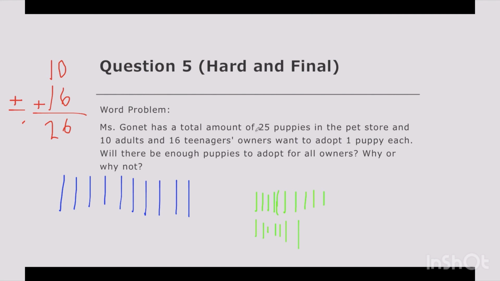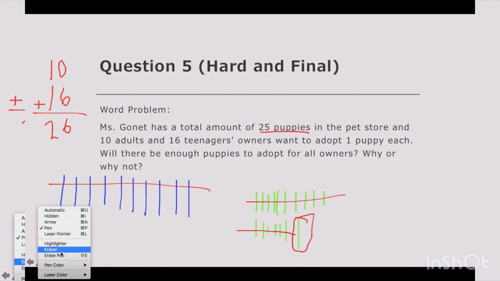But look at this. 25 puppies. She has 25 puppies. So 10 people, so 10 adults get that, and 15 teenagers with that. But what about this guy? This guy looks very lonely because she doesn't have enough puppies. So let me get my eraser out.